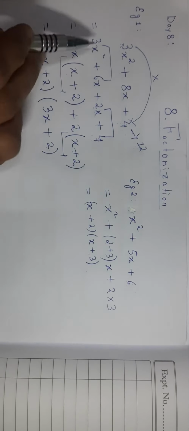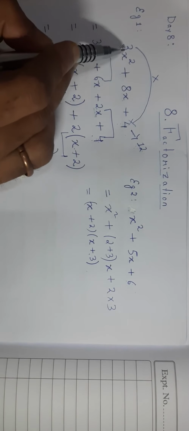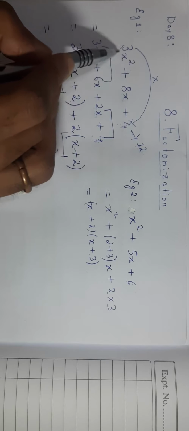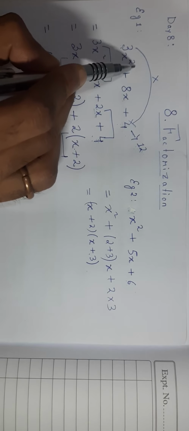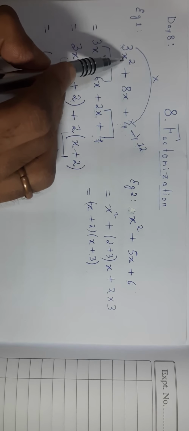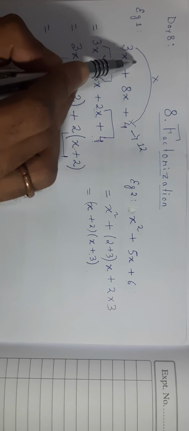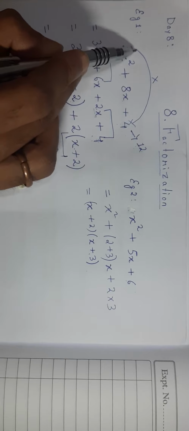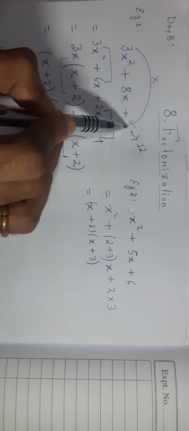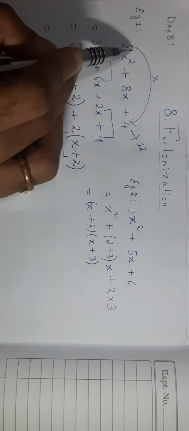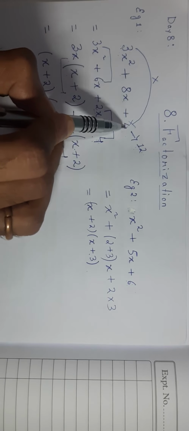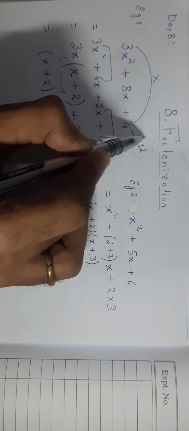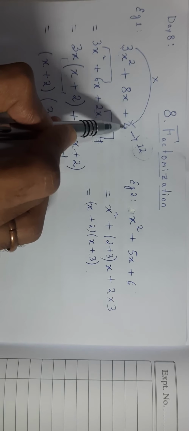Once again repeating this, when you get a question where the coefficient of x square is more than 1, then multiply the coefficient of x square with the last term. So when you multiply 3 into 4, we get 12. So we have to consider that our product of two numbers has to be 12, not 4.